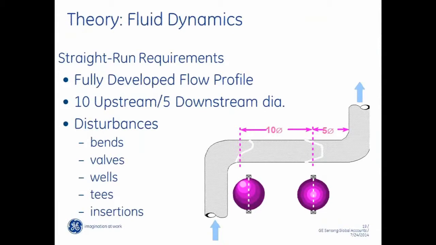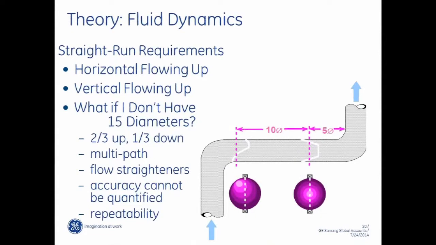Straight run requirements. Typically in liquid applications, regardless of whether or not it's clamp-on or wetted, we're looking for 10 pipe diameters upstream of undisturbed flow and 5 diameters downstream of undisturbed flow. In horizontal, vertical flowing, we can do horizontal flowing. We can do vertical flowing up.